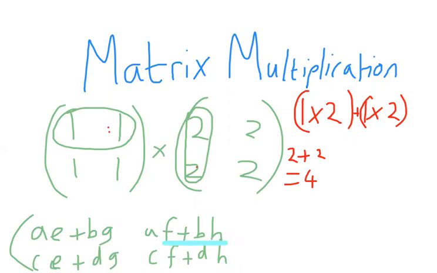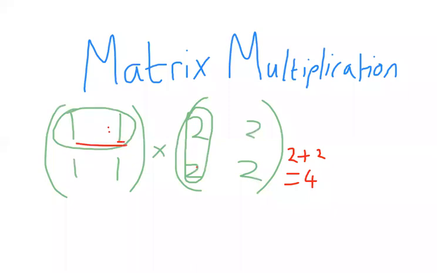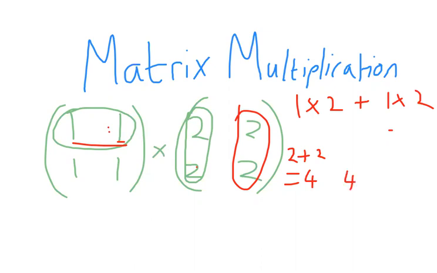Now if I just make some more space, to get the top right number, we go back to our top row in the first one, but instead of timesing it by the first column, now we're going to times it by the second column. So we get 1 times 2 plus 1 times 2. Same method as before. So 2 plus 2, 4. Okay, well, I can tell you the answer now is going to be 4, 4, 4, 4 because I used simple numbers. But let's just keep going on with the multiplication.